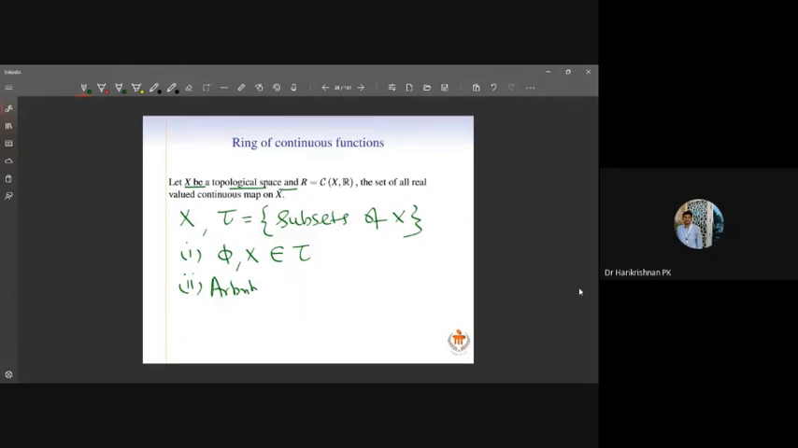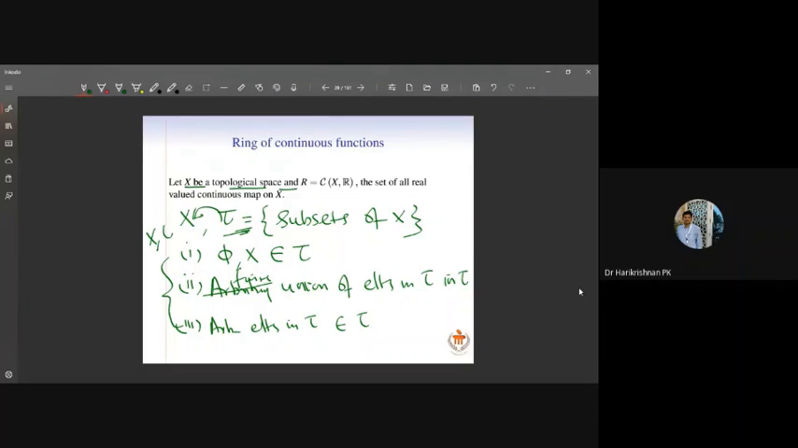finite union of elements in tau should be in tau. And arbitrary intersection of elements in tau should be in tau. If these three conditions are satisfied by this collection of subsets, then we call this tau a topology on X. And if you have a non-empty set together with a topology defined on it, it is called a topological space. You just need to understand this concept this much. You will study it in much more detail in your topology subject.